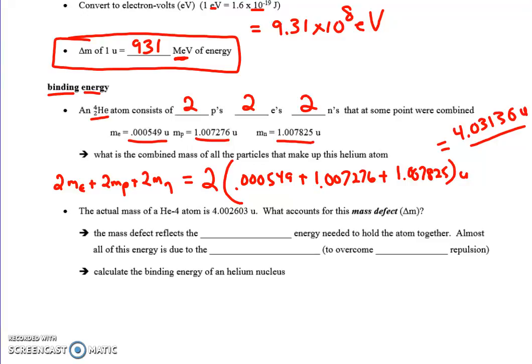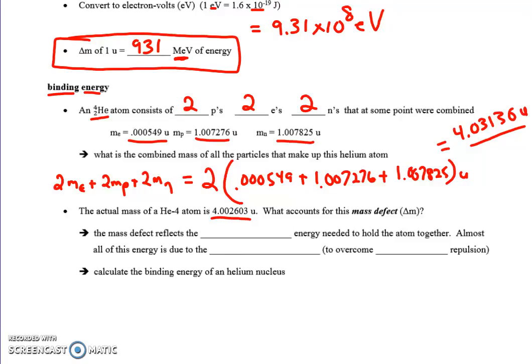Okay, so you're wondering, why are we doing this? Well, if you look at the actual nucleus or the atom of helium, we find that the mass is only 4.02603. It's less than the sum of its parts.